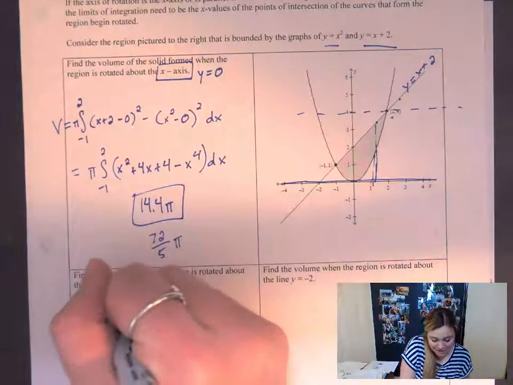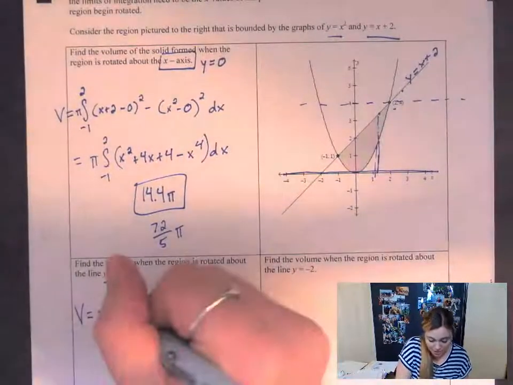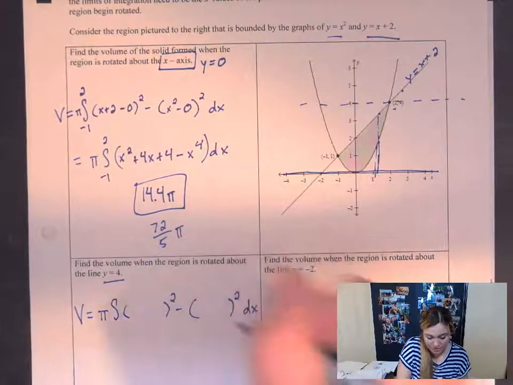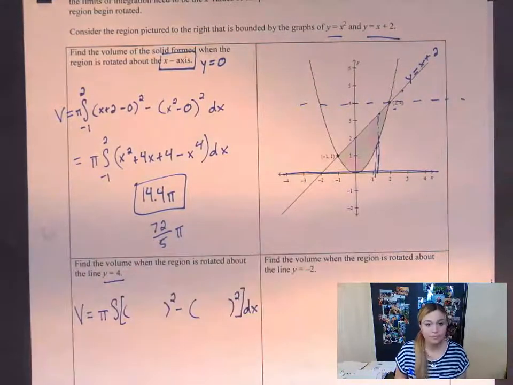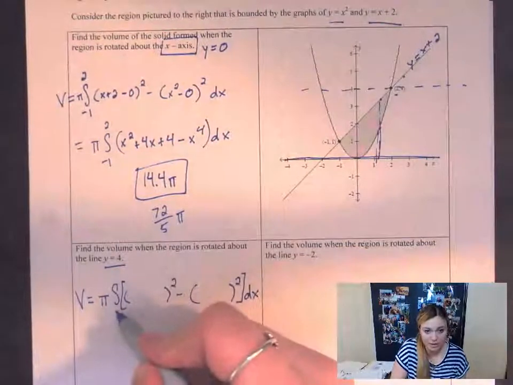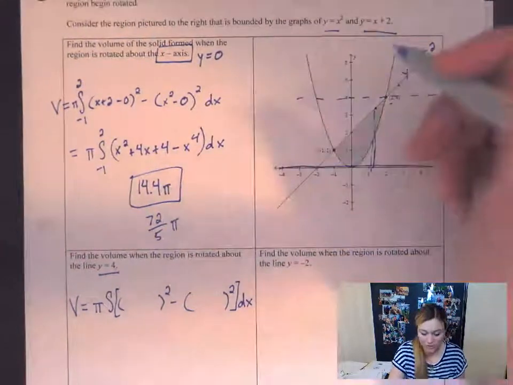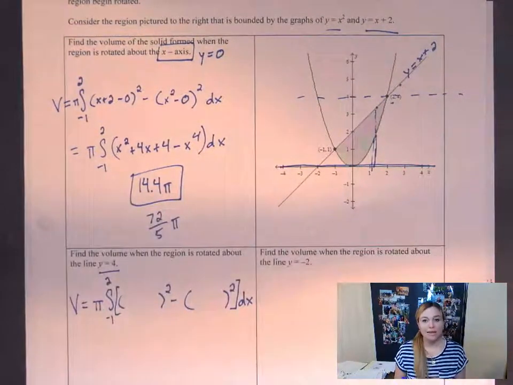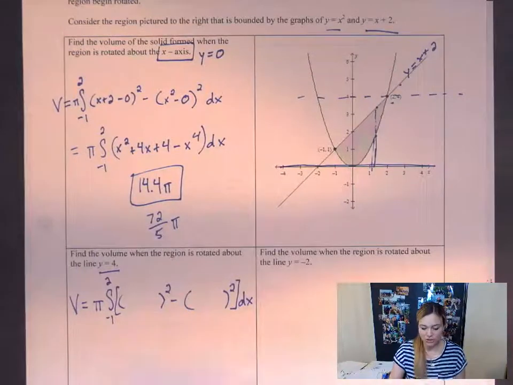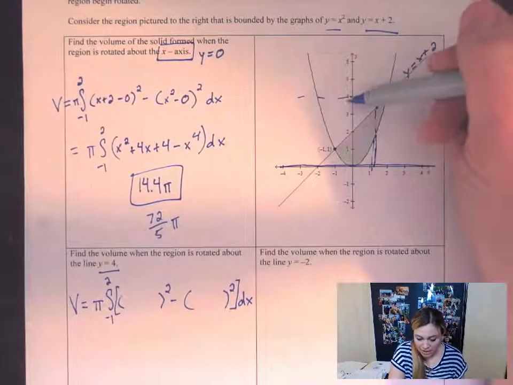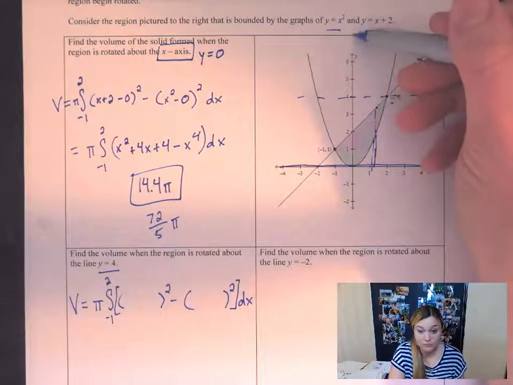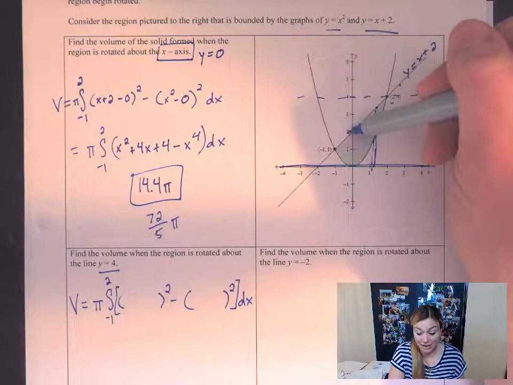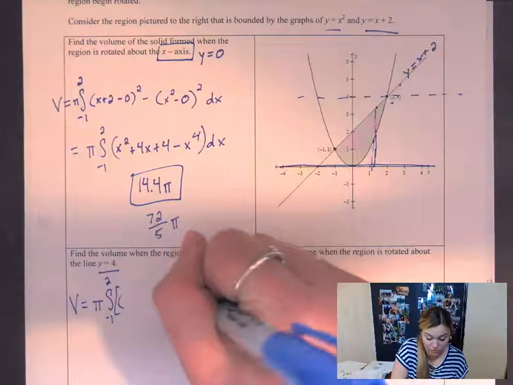I'm going to take pi, some radius squared minus some radius squared dx. Whenever you're doing this, you have to think about what's my initial x value, what's the last x value of the shaded region. So I'm going negative 1 to 2 again. And here's where you have to think about, okay, I want the outer function. So if this is y equals 4, and I draw a vertical line, I can't go up, so I have to go down. The first function I hit is this x plus 2. That's the inner function. So that's the x plus 2.